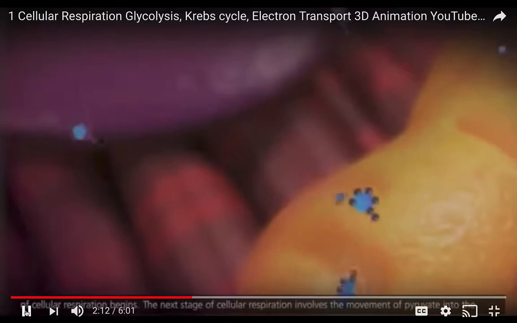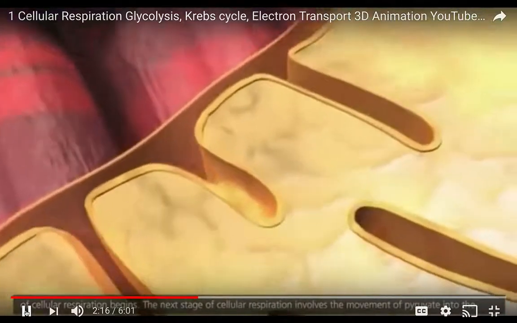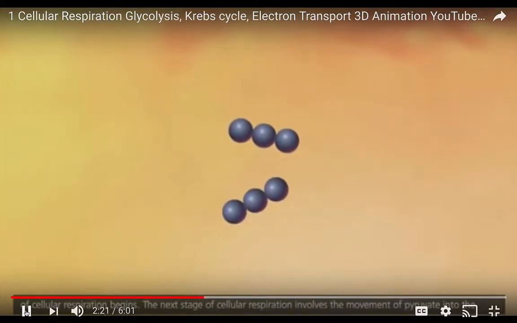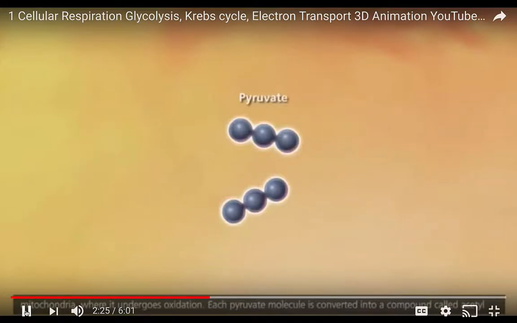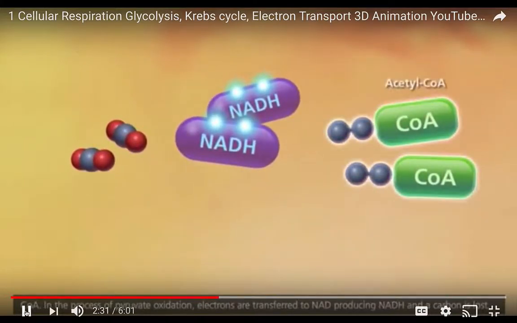And the next stage of cellular respiration begins. The next stage of cellular respiration involves the movement of pyruvate into the mitochondria, where it undergoes oxidation. Each pyruvate molecule is converted into a compound called acetyl-CoA.